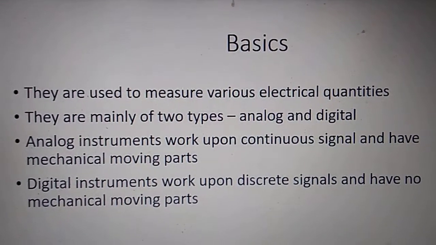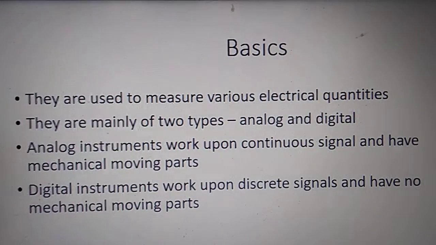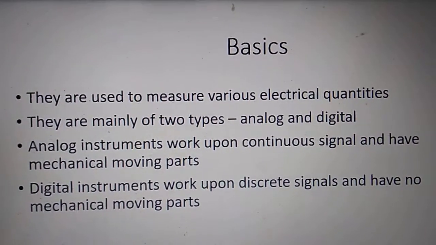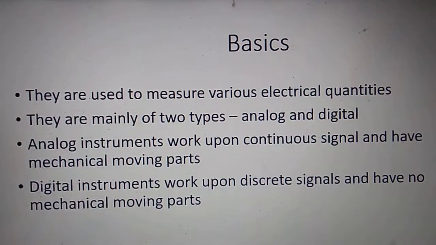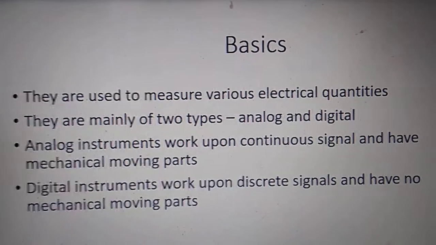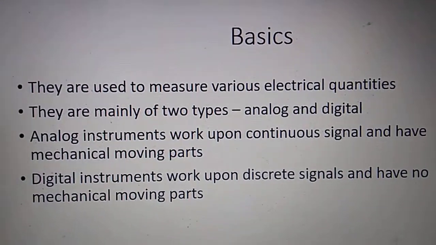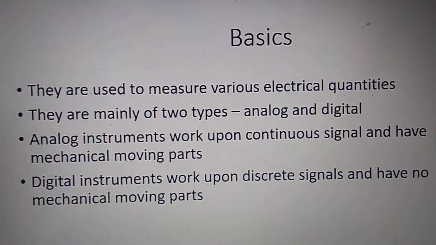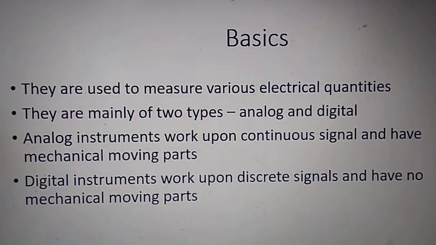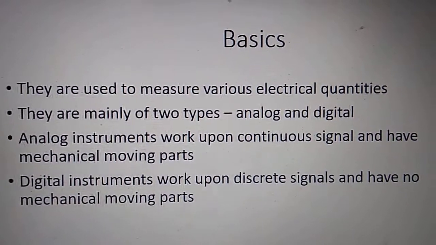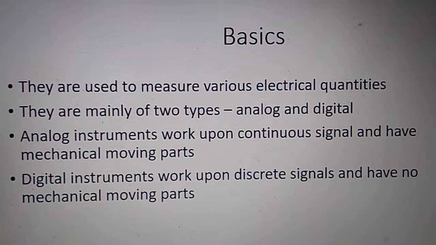Now, analog instruments work upon continuous signals. That means the signal is not broken at any part, and they also have mechanical moving parts within them for working. As you have seen, there is a movable pointer in the analog instrument so that it can point to a particular location. Digital instruments don't have those types of pointers, so there is no question of any mechanical moving parts there, and they work upon discrete signals.